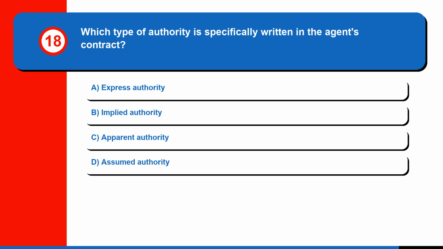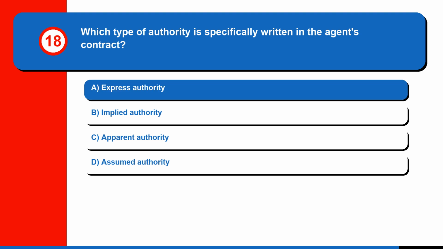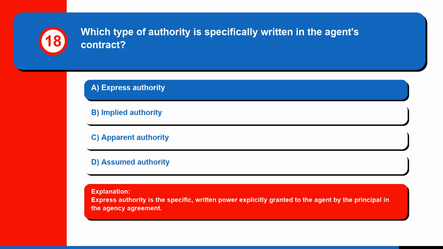Question 18. Which type of authority is specifically written in the agent's contract? A. Express authority, B. Implied authority, C. Apparent authority, or D. Assumed authority. The correct answer is A. Express authority. Express authority is the specific, written power explicitly granted to the agent by the principal in the agency agreement.